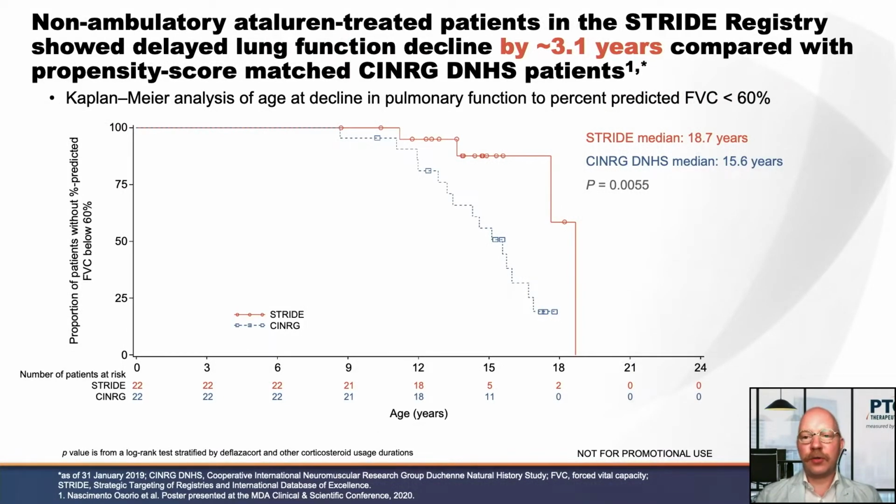Looking at the non-ambulatory patients only, Ataluren-treated patients in the STRIDE registry showed a delayed lung function decline by around 3.1 years compared with matched Synergy patients, shown here for a data cut in January 2019. At this time point, 220 patients have been included in the STRIDE registry, coming from 58 sites in 14 countries worldwide. Next slide, please.